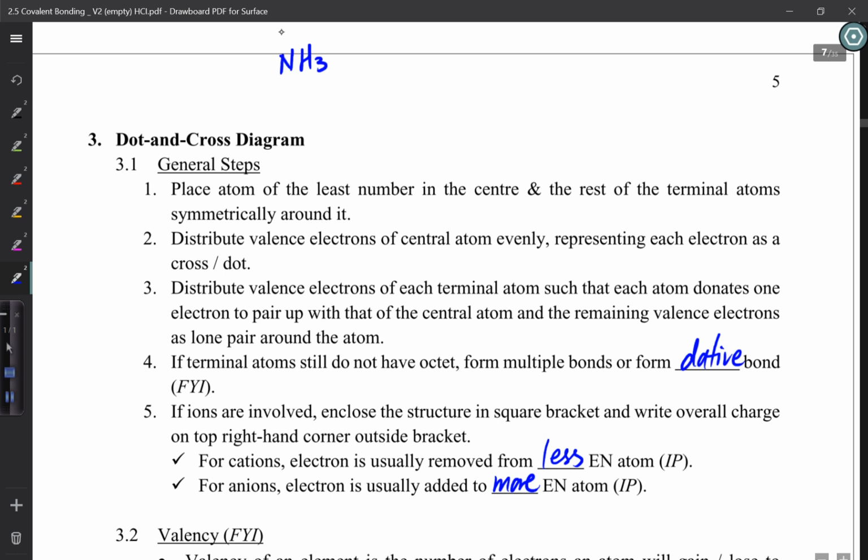Nitrogen only has 1, hydrogen has 3. So first you place nitrogen in the center, and then the rest of the terminal atoms symmetrically around. So if you have 3 hydrogens, how do you place them symmetrically? Basically, one on each corner, correct?